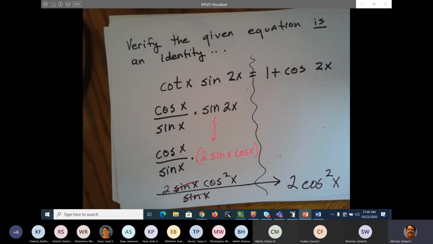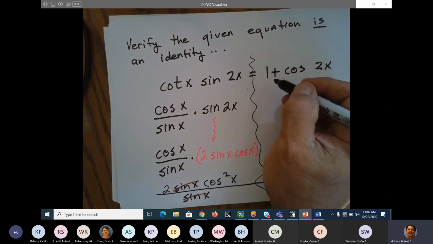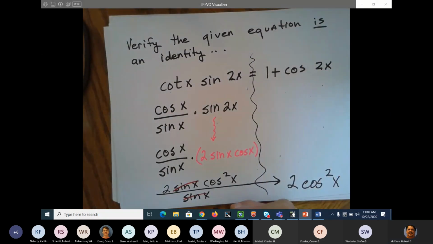And you could rewrite 2 cosine squared of x as 2 times 1 minus sine squared. But I'm trying to get it to look like this. So we could make it... trying to think how to get there. Cosine squared of x. One plus cosine of 2x.